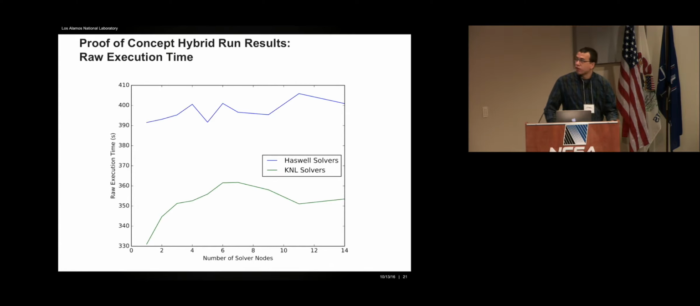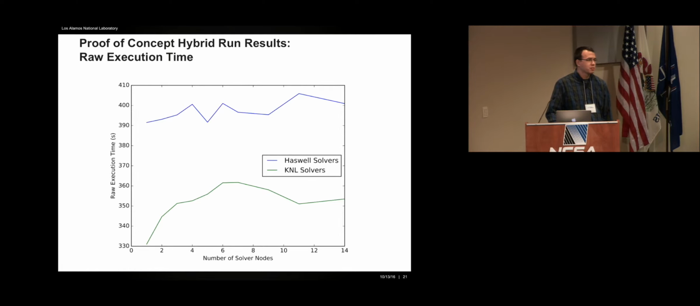But just in terms of raw execution time, we actually have a surprisingly good performance gain from using the KNLs as solvers instead of Haswells. Intuitively, this kind of makes sense because it's 64 ranks per node versus 32 ranks per node, but they're slower cores. It's pretty nice.